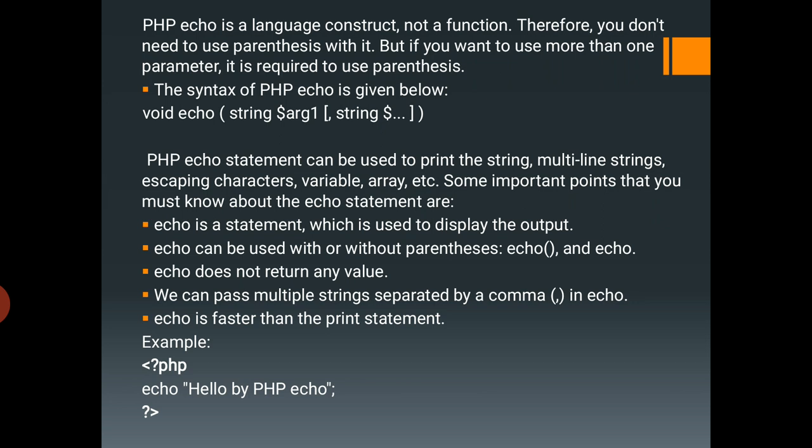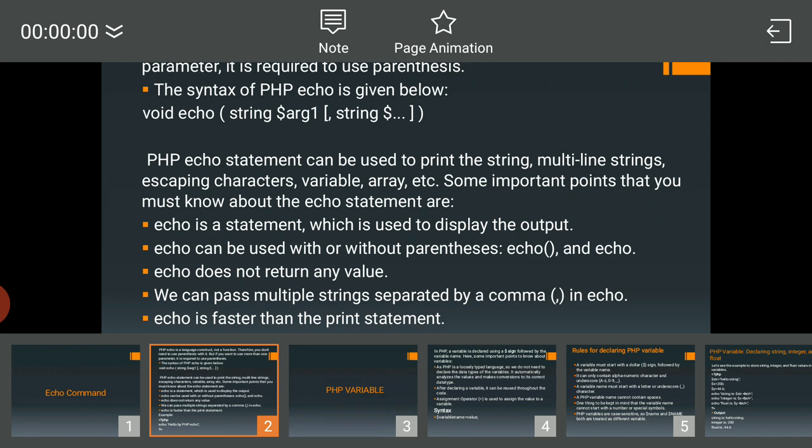Let's see an example of the PHP echo command. Let's see the PHP script. Open the angular bracket with PHP. The echo statement is used to display the output in the web browser. Let's see the command: echo "Hello PHP echo". The script is completed. Then the output displayed in the web browser is "Hello PHP echo".